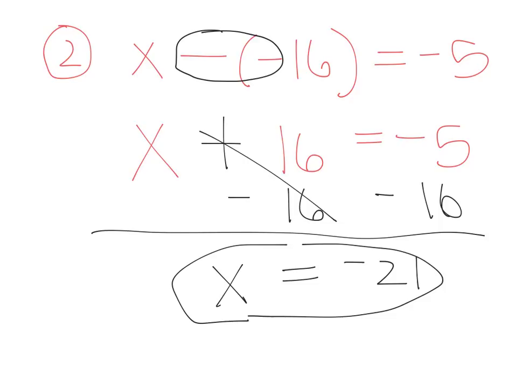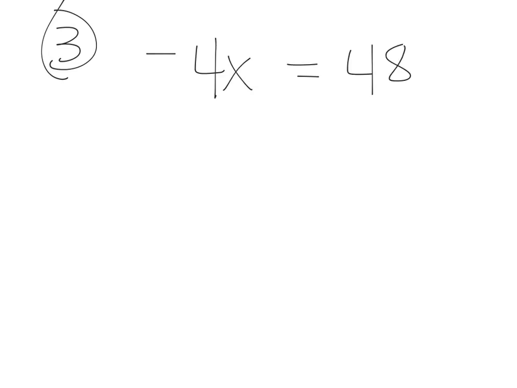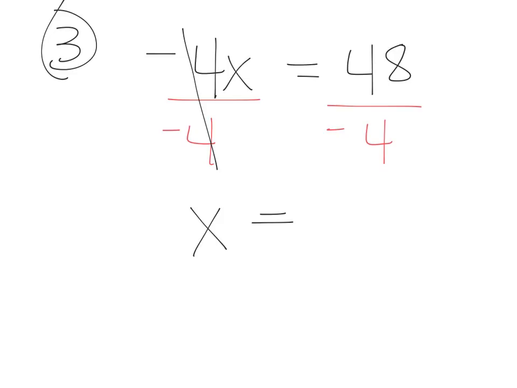Problem number 3. Okay, problem number 3 says negative 4x equals 48. Because this is a multiplication problem, I'm going to divide both sides by negative 4. On this side, the negative 4's cancel out, and you get x is 48 divided by negative 4 is negative 12.